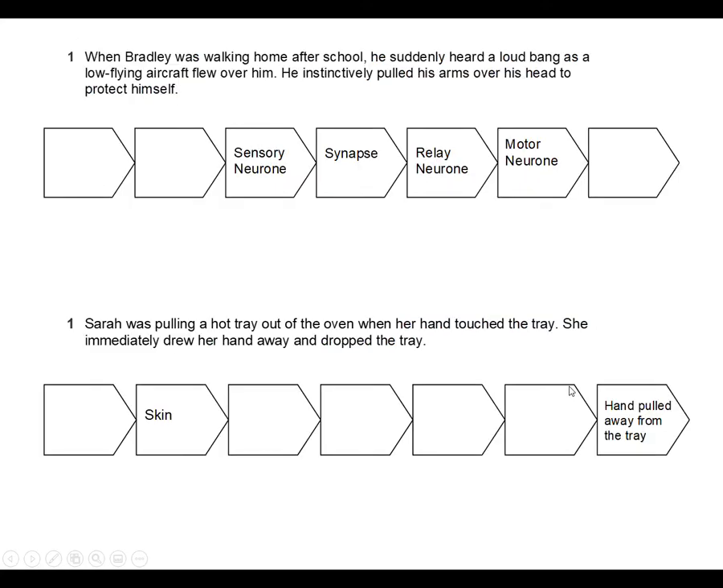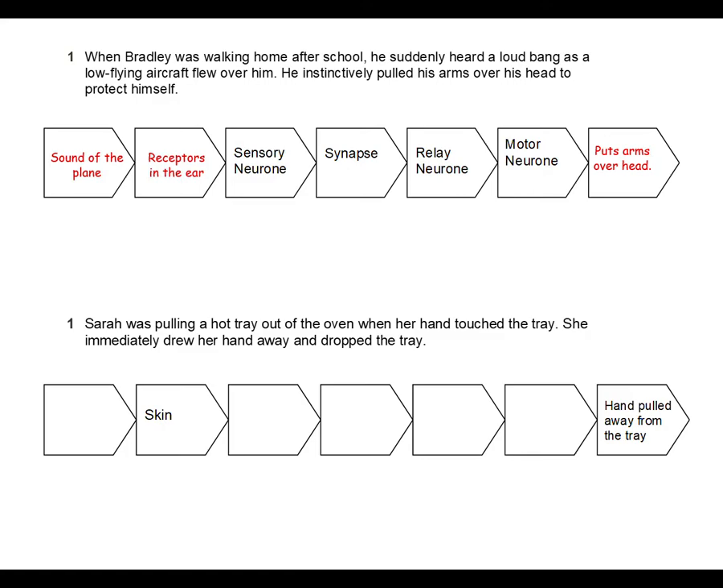So let's have one that is not quite complete. When Bradley was walking home after school, he suddenly heard a loud bang as a low-flying aircraft flew over him. He instinctively pulled his arms over his head to protect himself. So what was the stimulus? Well, that was the sound of the plane. What was that detected by? The receptors in the ear. And again, it goes on the sensory neurons, the synapses, the relay neuron, the motor neuron. And what was his response? He puts his arms over his head.